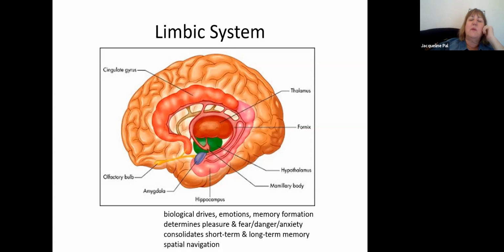But here's the biggie about the limbic system. The big things that it does. Number one, biological drives, things you must do. Usually when I ask the class, tell me some things you feel like at times you've got to do to survive, some people will say eat, and I go, yep, that's true. And other people will say have sex. I'm going, yep, because both of those are biological drives. It also has to do with emotions, and it also has to do with memory formation.